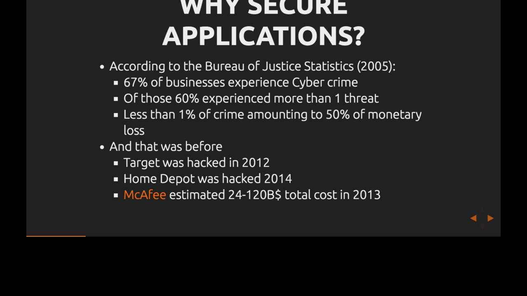And all of these statistics that I'm talking about today constitute what happened before Home Depot was hacked in 2012, or 2014. Target was hacked in 2012. And PlayStation was hacked in 2013. Yeah, I think that was SQL injection. And all of these exploitations happened just recently. McAfee, which is a major security firm, has estimated that the costs related to cyber-related crimes are somewhere between $24 and $120 billion. So there is definitely a motivation and a need to write and use secure applications.